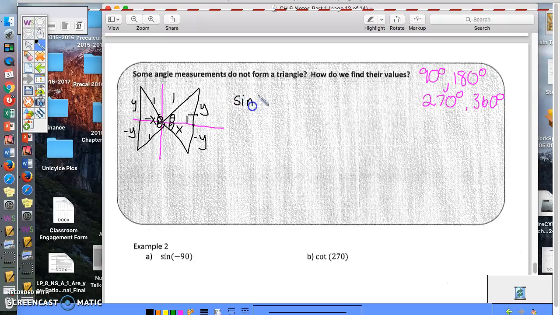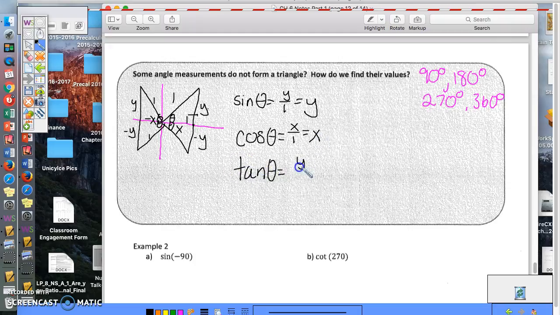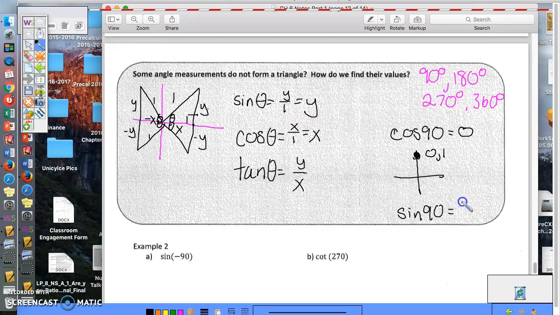So if we were to say the sine of theta, y over 1, sine of theta is just y, or it could be negative y, depending upon the quadrant. Cosine of theta, adjacent over hypotenuse, is just x, and our tangent of theta, opposite over adjacent, is the y value over the x. So if we were to ask the cosine of 90, 90 is right here, (0, 1). Well, we know cosine is just the x, so we'd have a 0 right there. If we said the sine of 90, that's really just our y value, so it's 1.